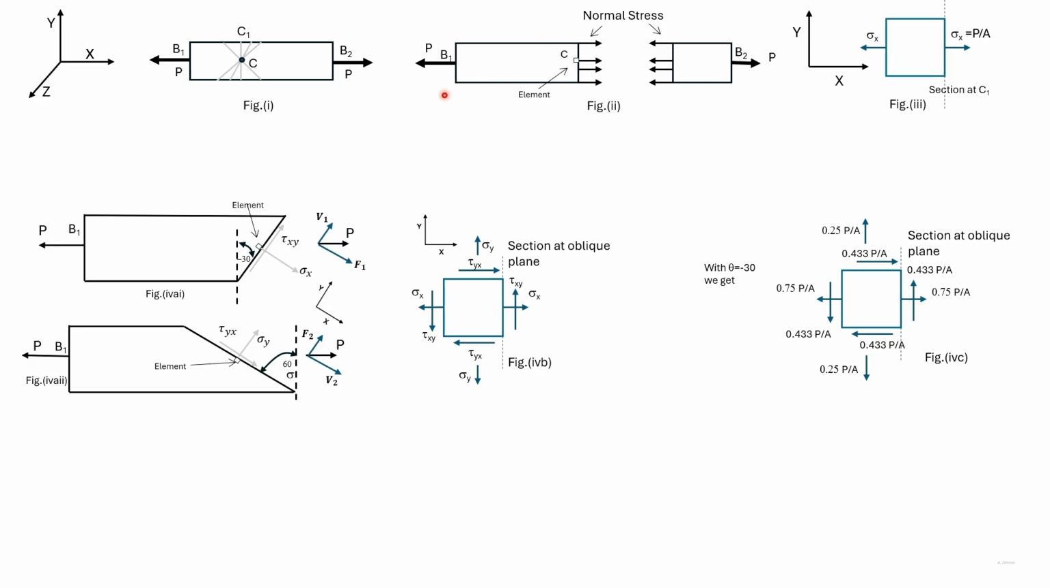Here we continue our discussion with the bar subjected to tensile force. We consider a section perpendicular to the axis, which here is given as C1. We consider a point in the section. We take that point as the centroid of the section. However, it is not necessary to take a point which is the centroid of a section. We could have taken any other point for our discussion.